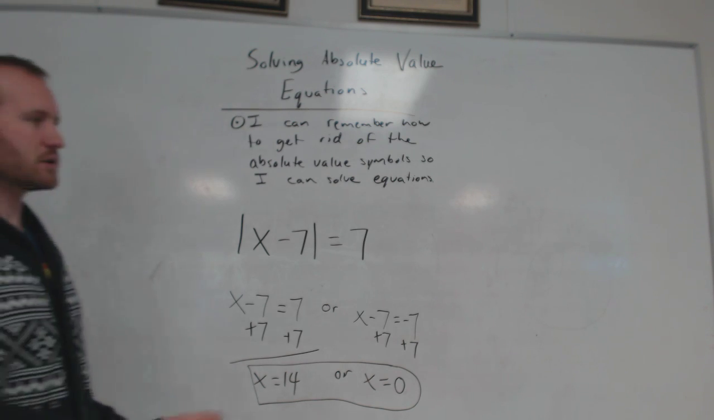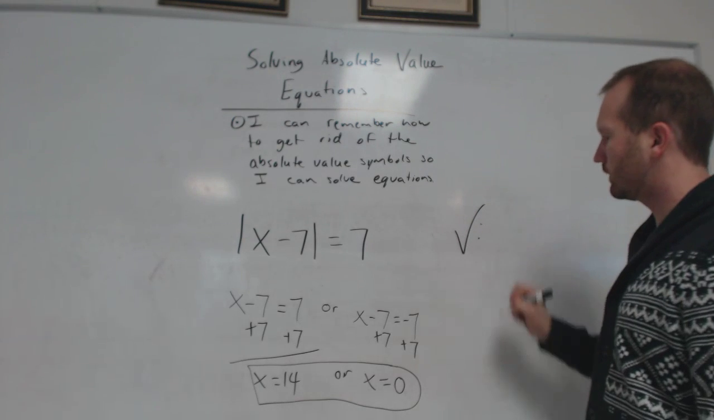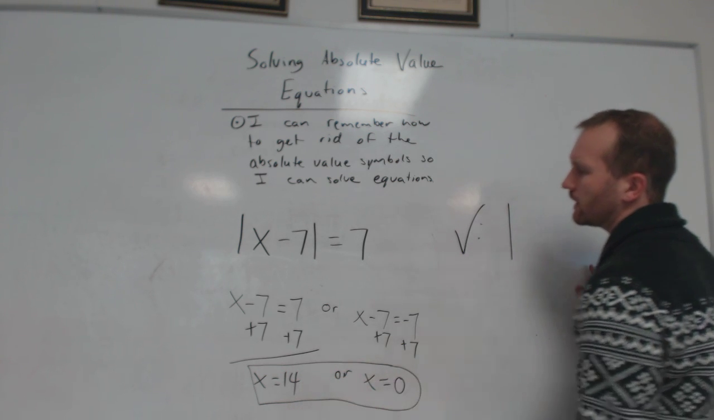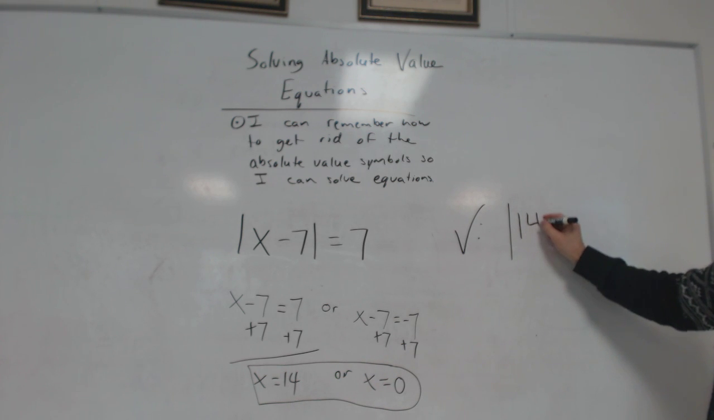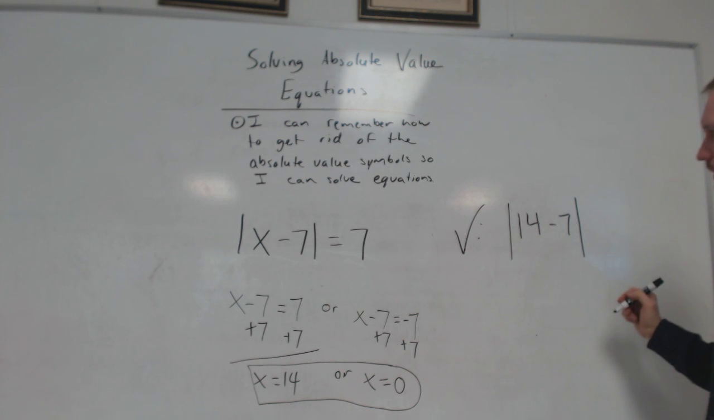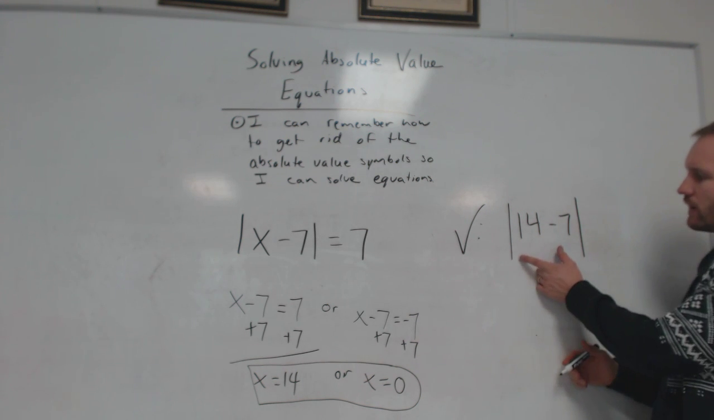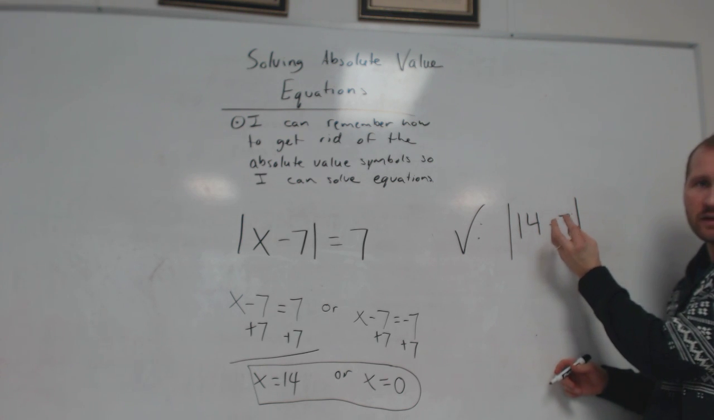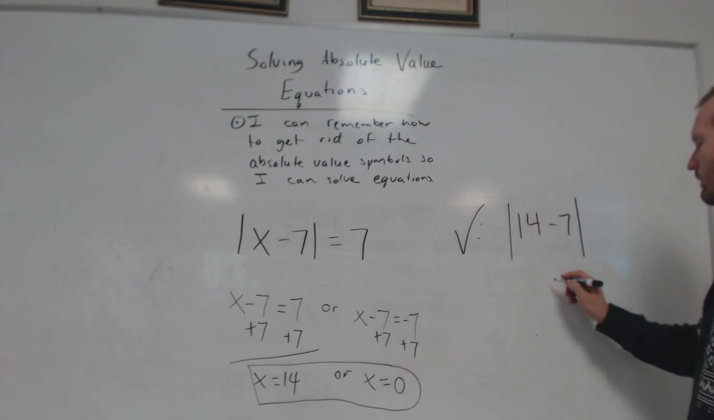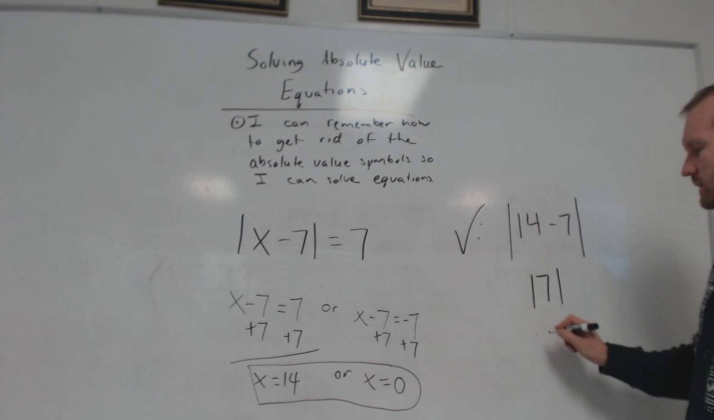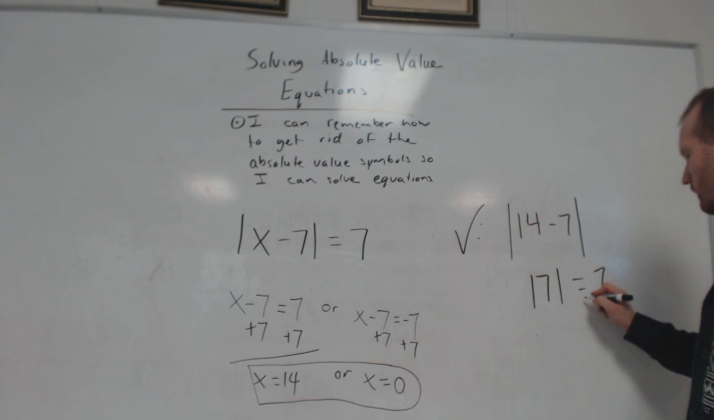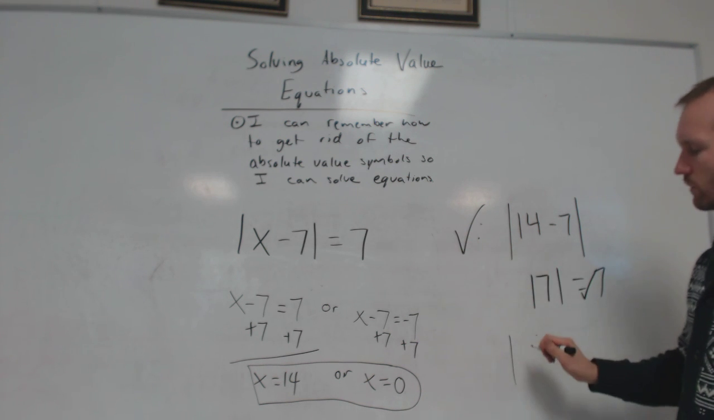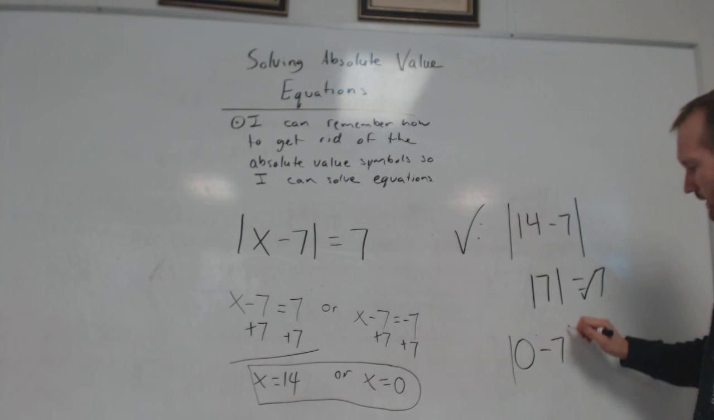Let's try plugging that in just to check our work. So I'm going to check over here. The absolute value of, I said that x could be 14. So what is the absolute value of 14 minus 7? Remember I said the absolute value is sort of like parentheses. We're going to do the argument inside of the absolute value first. So the first thing I do here is 14 minus 7, which is 7. And the absolute value of 7 is equal to 7. So that one worked out. Let's check the other answer. So I said x could be 0. What is 0 minus 7?